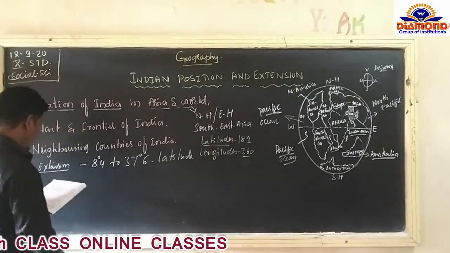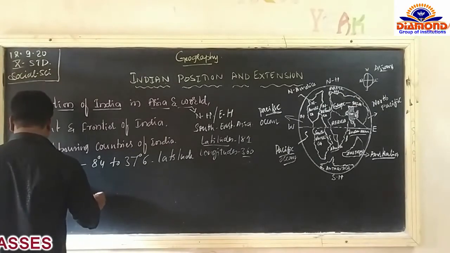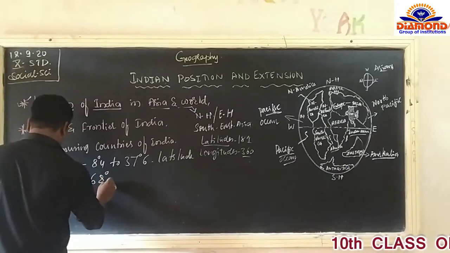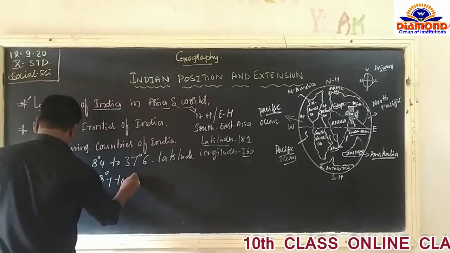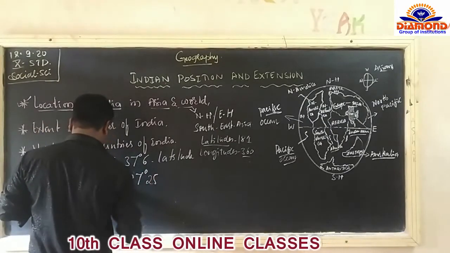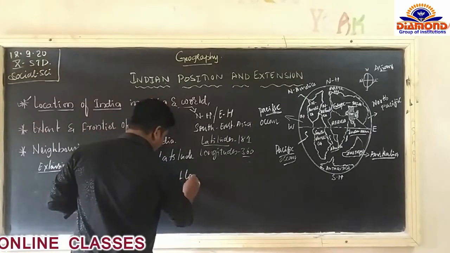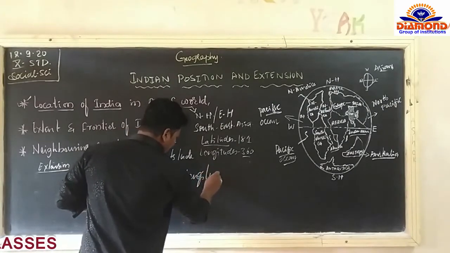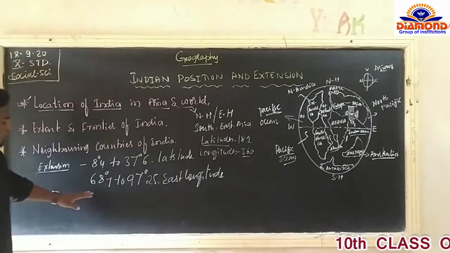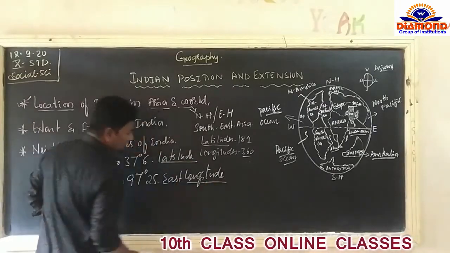Then we come to the longitude. The longitude extends from 68 degree 7 to 97 degree 25 east longitude. It is the east longitude, so this is the latitude position and longitude position.